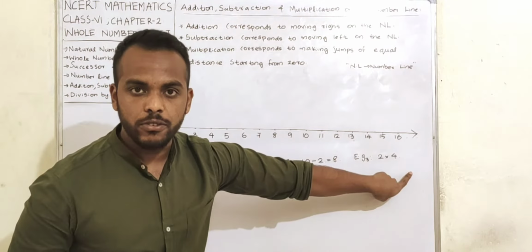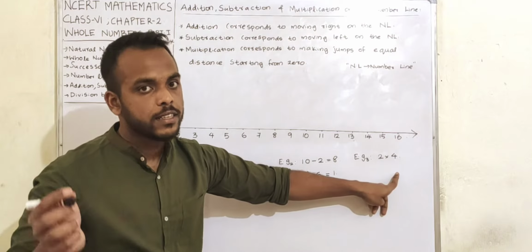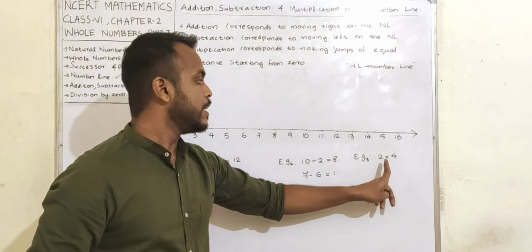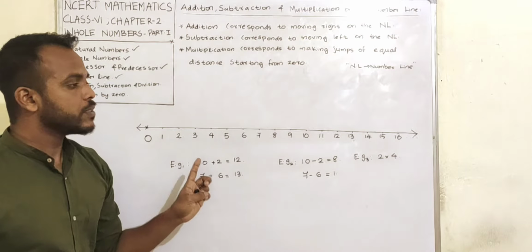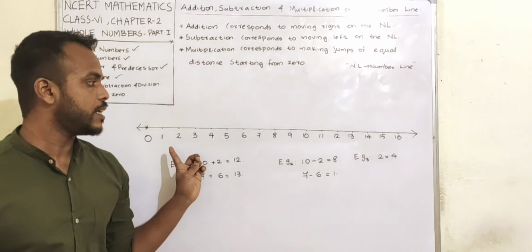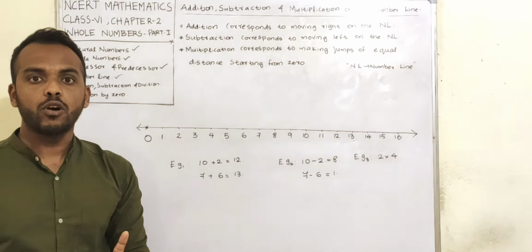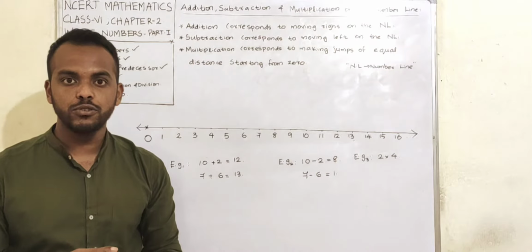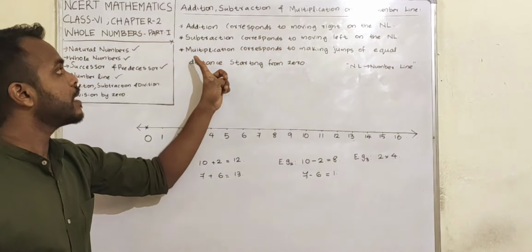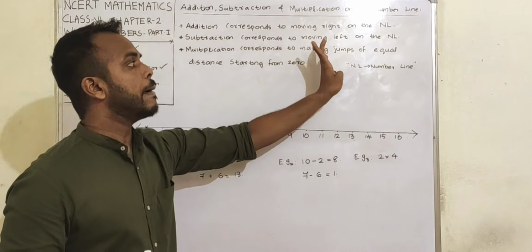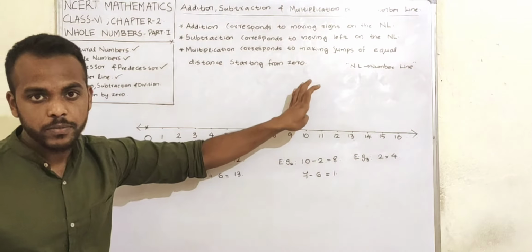2 times 4. We all know that 2 times 4 is 8. Now let's see how this is going to be. This is going to be fun. 2 times 4 means we need to make 2 jumps of 4 units, starting from 0. I repeat, multiplication corresponds to making jumps of equal distance starting from 0.